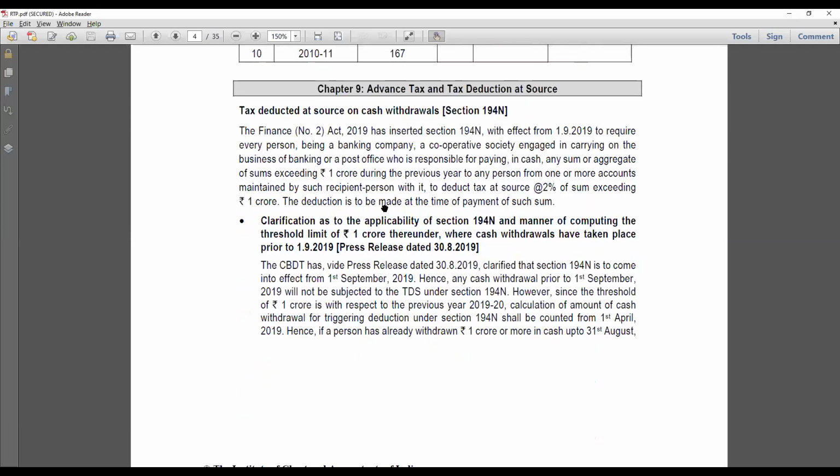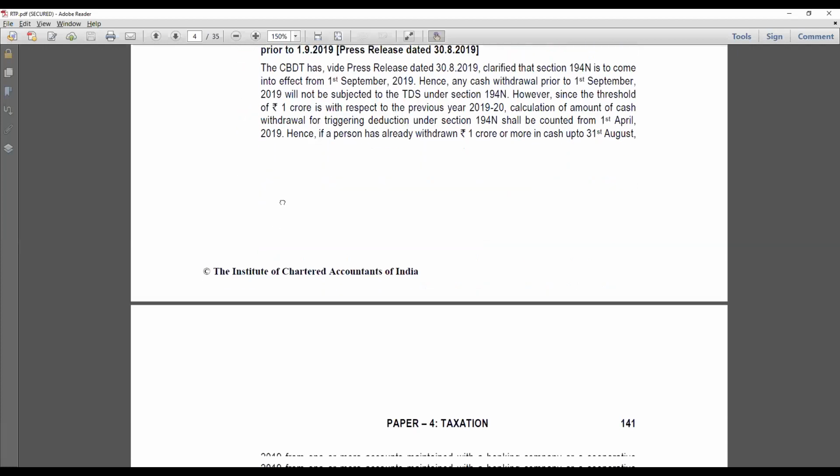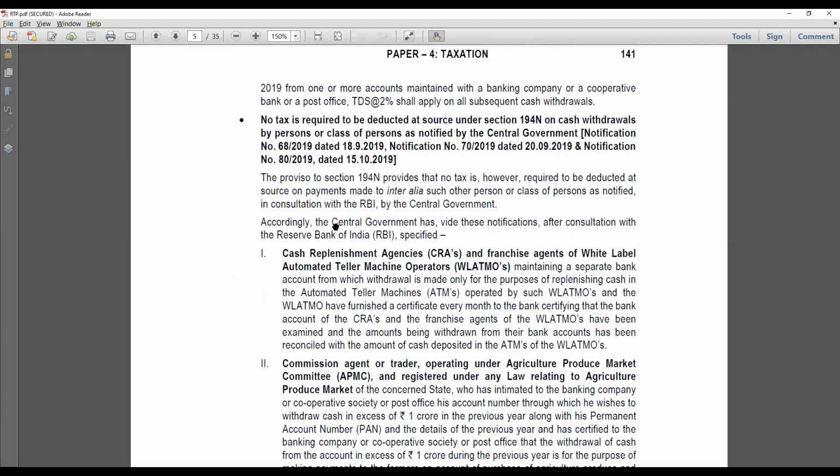Next is in the advanced tax and TDS part, where we have already seen the amendment regarding 194N for withdrawal of cash. Since this is applicable with effect only from 1/9/2019, if the person has already withdrawn 1 crore or more in cash up to 31st August, from the very first withdrawal from September, the TDS should be deducted at 2% by the banking company.